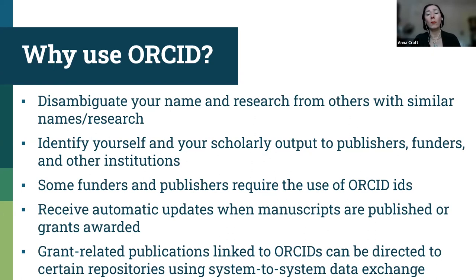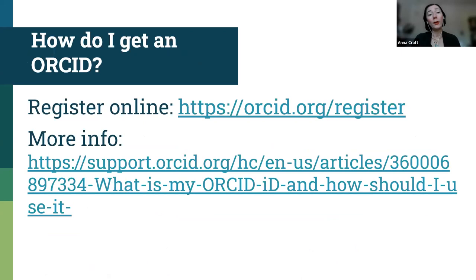So because ORCID is integrated in so many places, there are some benefits in terms of automatic processes, where otherwise you might have to do things yourself. How do you get one? You can register online. It's very easy. So I've got that link here, and a little more information at an additional link.